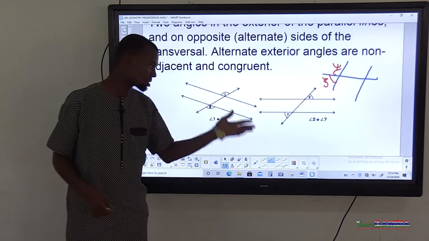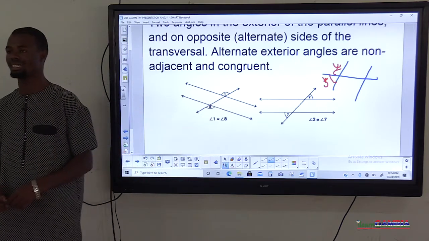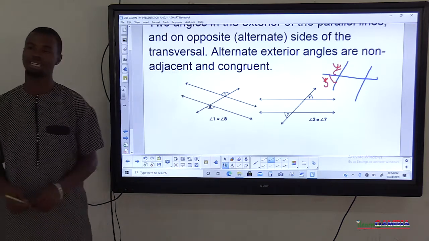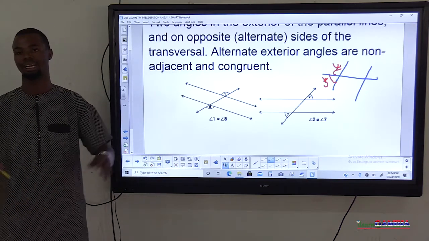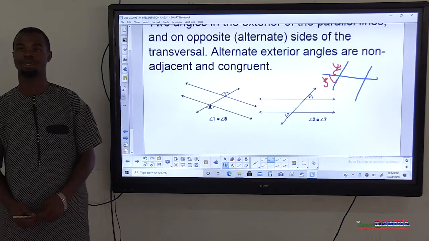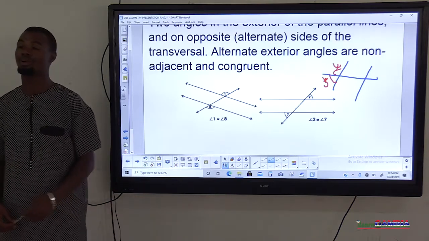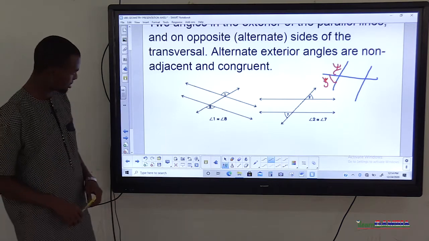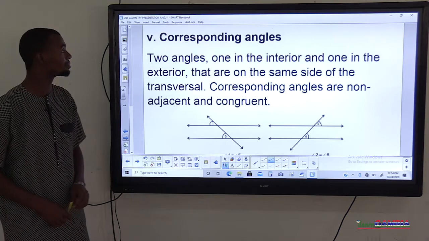Angle 2 and angle 7 are also alternate exterior angles in the other diagram. They are found outside the parallel lines and on alternate sides of the transversal, non-adjacent. They are called exterior alternate angles.